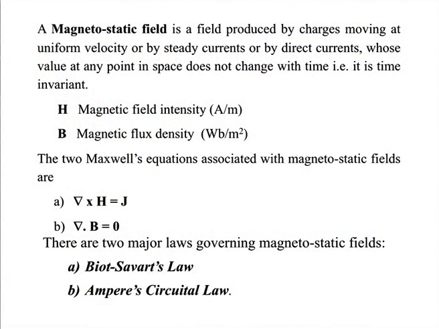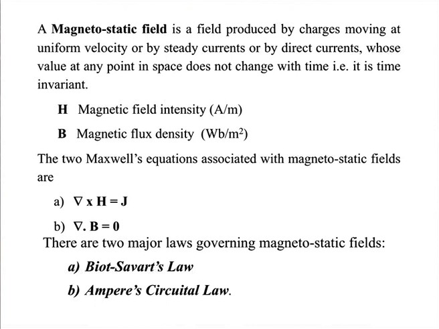Now, a magnetostatic field is a field that is produced by charges moving at uniform velocity or by steady currents or DC currents, and whose value at any point in space does not vary with time, that is, it is time invariant. Now, we shall talk about two vectors over here. One is H, the magnetic field intensity, and B, which is magnetic flux density.